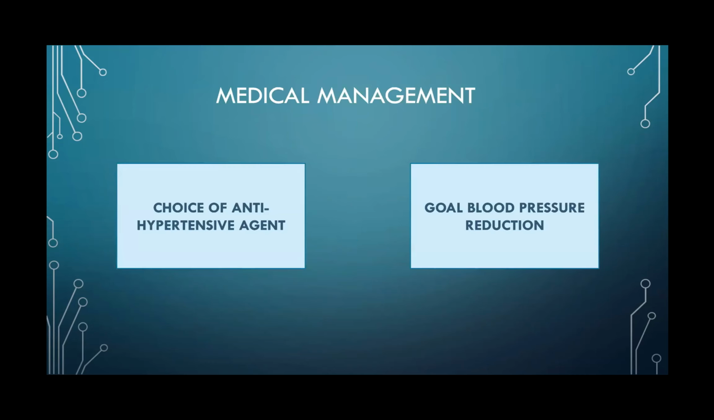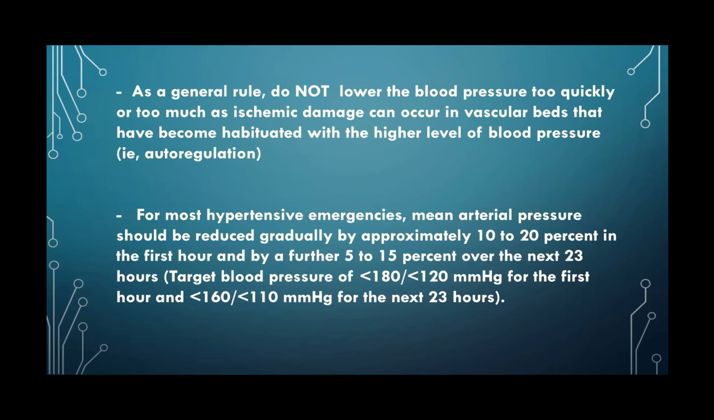Now, in terms of medical management of hypertensive emergencies, there are two basic things that are important. What antihypertensive agent are you going to choose to manage this patient? And what is your goal for blood pressure reduction? As a general rule, we typically do not lower the blood pressure too quickly or too much. This is because with chronic or sustained elevations in blood pressure, your vascular beds, because of autoregulation, are habituated to those higher levels of blood pressure. So if you drop your blood pressure too quick or too low, you can actually cause ischemic damage.